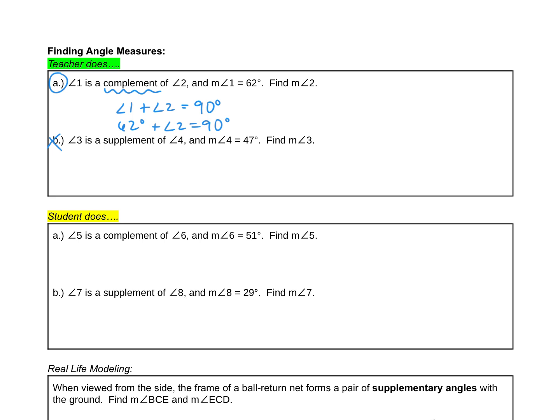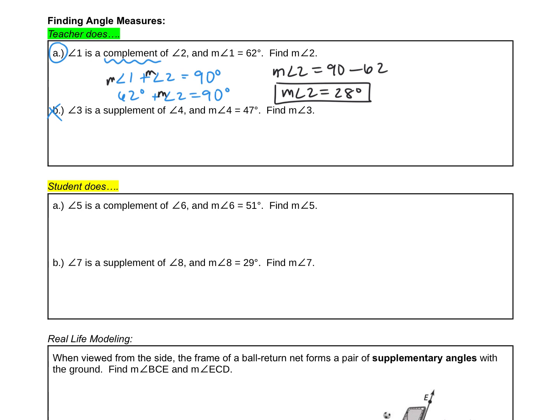Really, my notation is poor here. There should be an M for measure. I don't care if you put the M there, but that's what the M is, measure. So the measure of angle 2 is going to happen when I have 90 and I subtract 62. So angle 2 then will be 28 degrees. You all do the next 2, please.